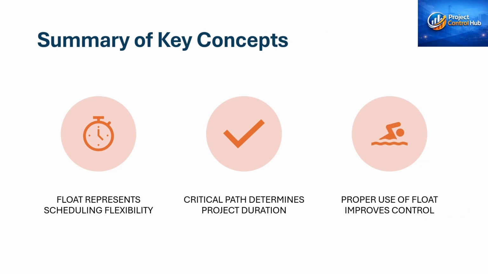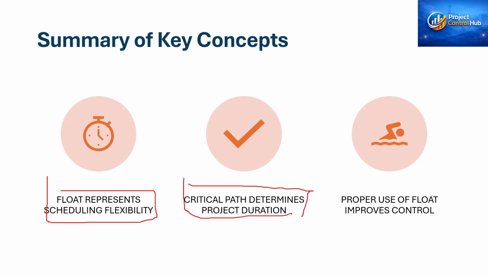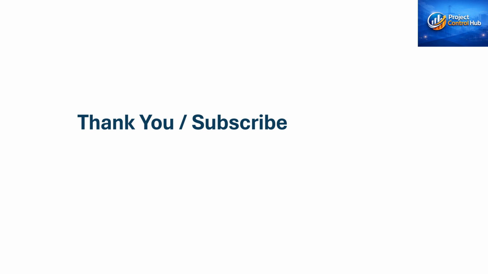So from this video you can understand that float provides schedule flexibility in the project. Another is that the critical path determines the project duration. Any impact on the critical path will delay your overall project, and we need to use float properly in project control.